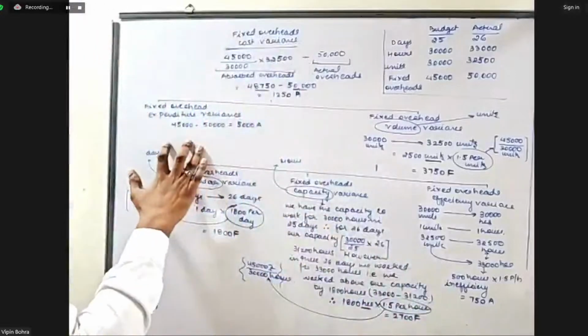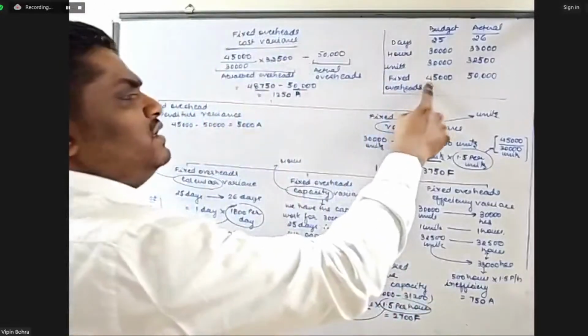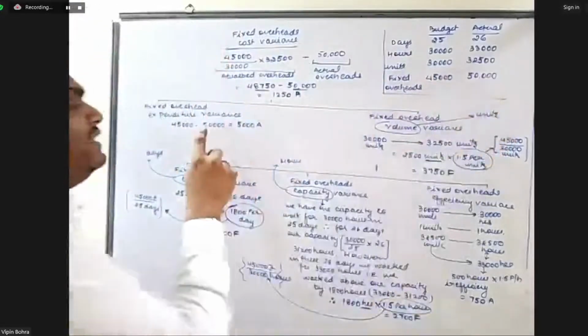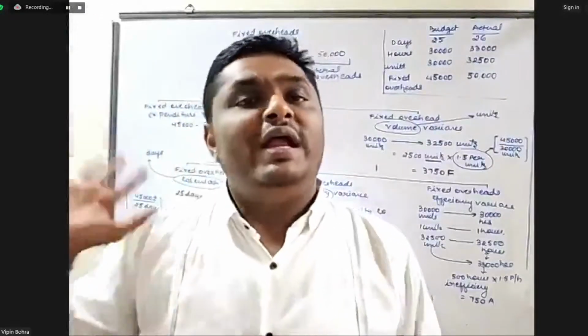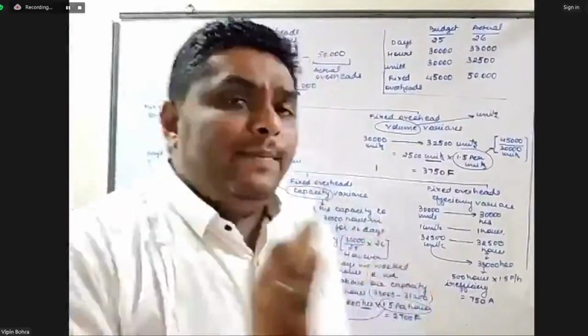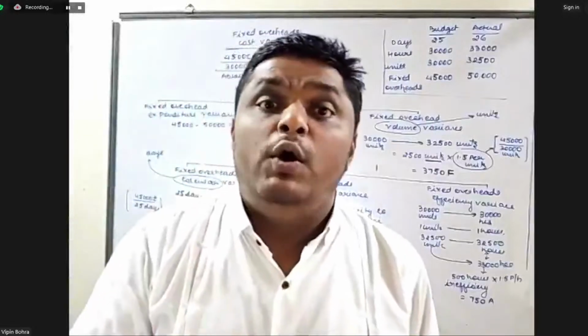Second part, expenditure variance. 45,000 खर्च होना चाहिए था. खर्च हुआ कितना? 50,000. How much extra we spent? 5,000. So adverse. When talking about volume variance, it talks about what?